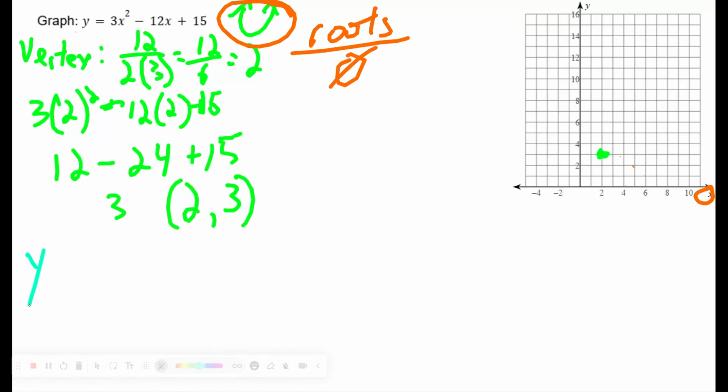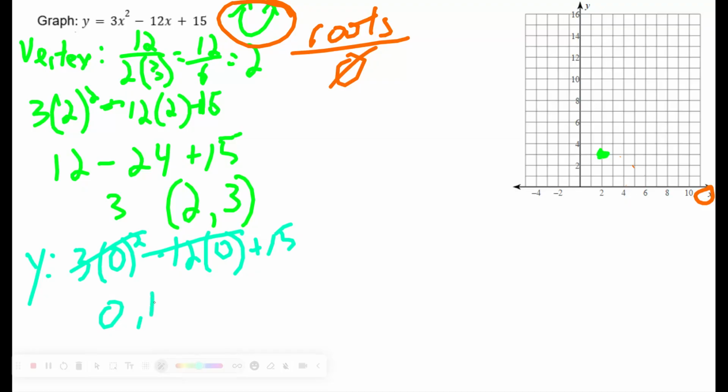So let's go to the y-intercept. I think that we can clearly see it's going to hit there. The y-intercept is when x equals 0. So 3 times 0 squared minus 12 times 0 plus 15. That's going to get eliminated. That's going to get eliminated. y is going to be 0, 15. All right. So we're going way up the graph here. It fits on the graph provided. That's a good sign. Look how sharp an angle this parabola is going to be.